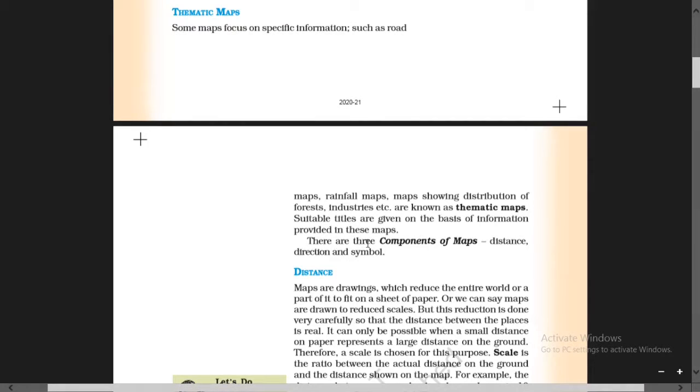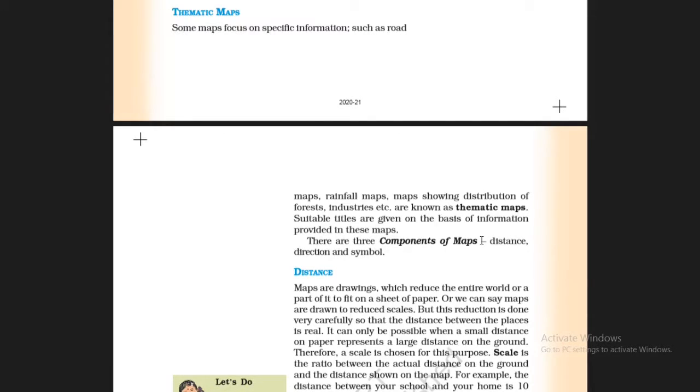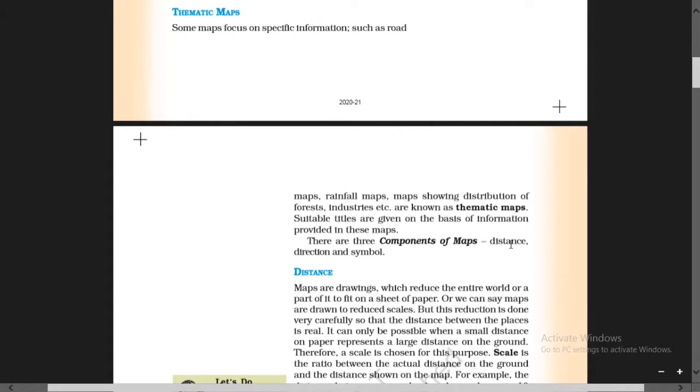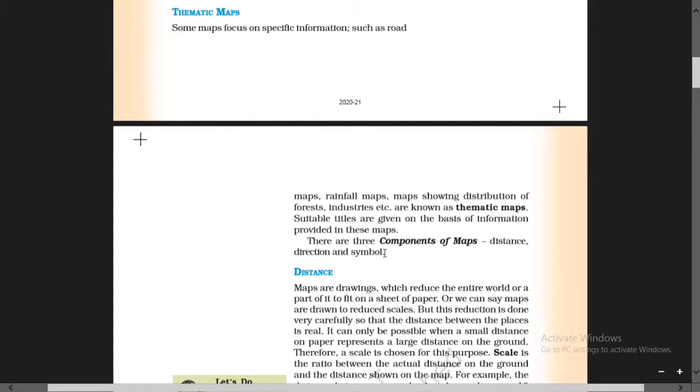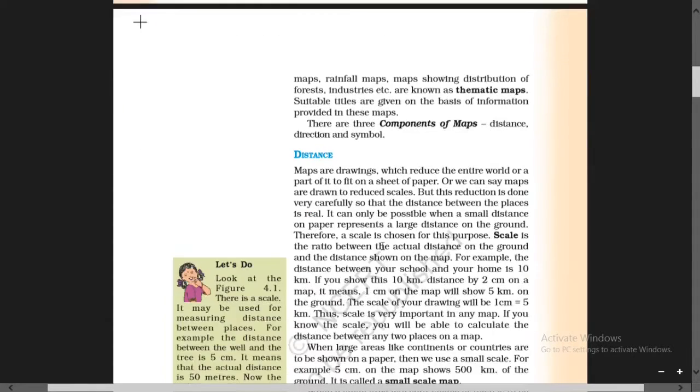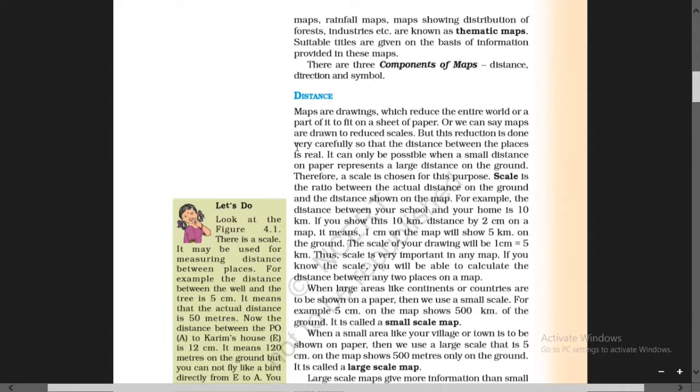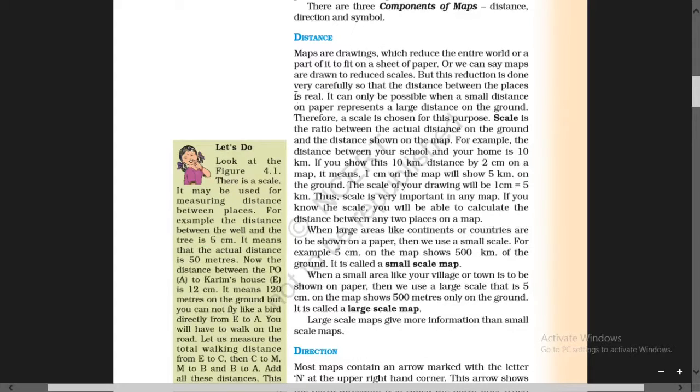There are three components of maps. Boys, this one also can be asked, what are the three components of maps? They are distance, direction, and symbol. These are the three components of maps. Mark this one also and learn by heart this one also, okay? Now let us discuss one by one the three components of maps. Distance.